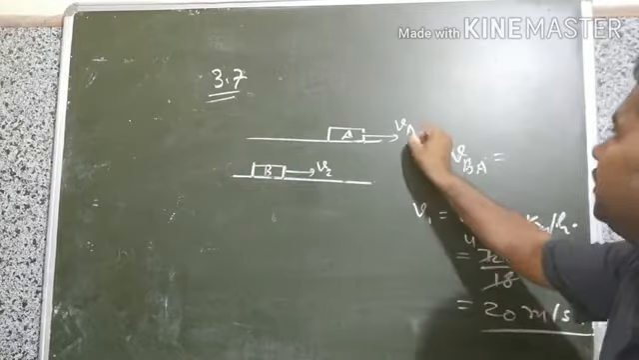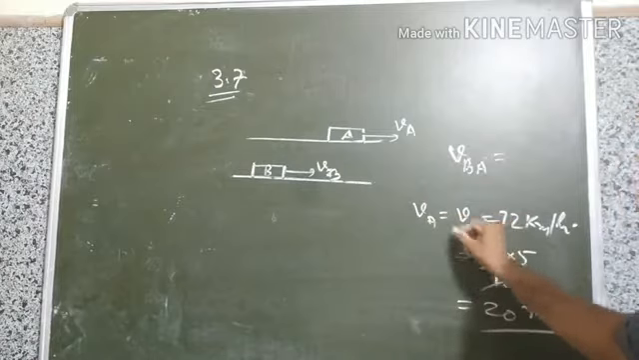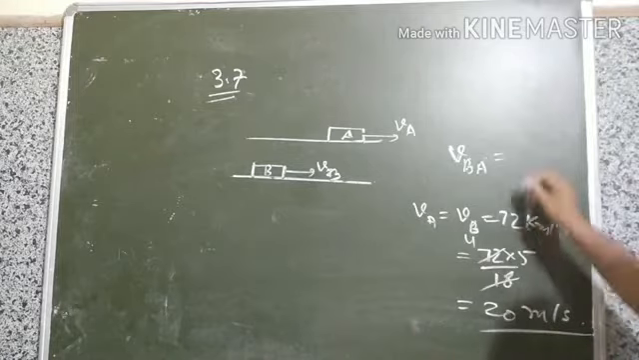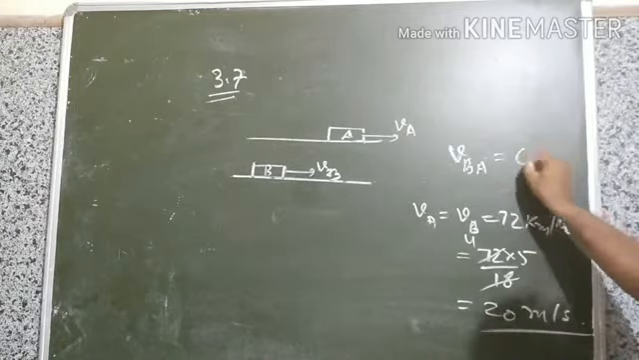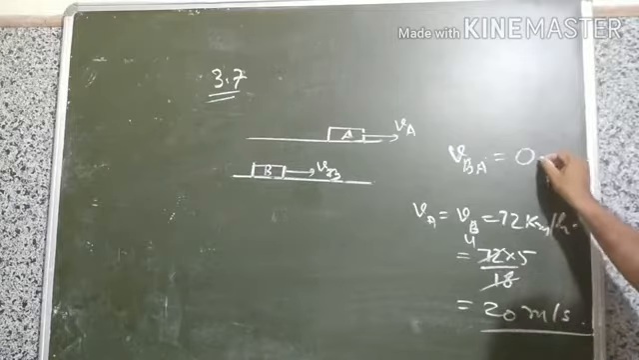It should be VA and VB. So what is VBA? The relative velocity of the second, that is, train B with respect to train A, is 0 because both are the same: 20 minus 20, it is 0 meter per second.